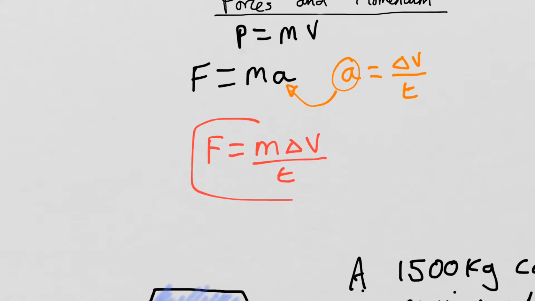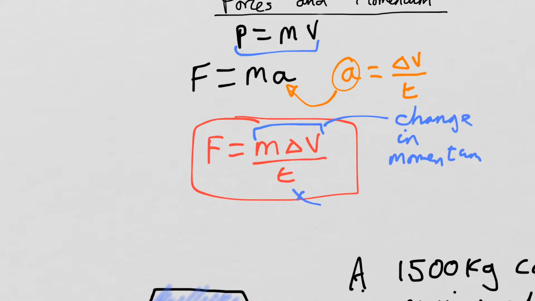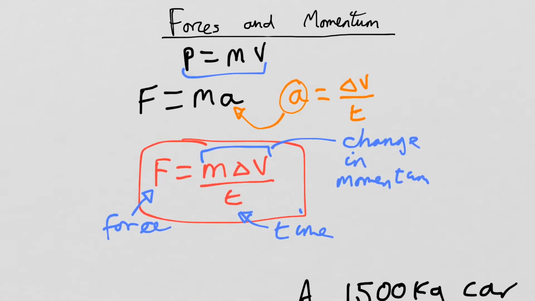Now, you need to remember this equation. So what does this bit at the top look like, firstly? M times delta V. What does M times delta V look like? So this here and this here look very similar, don't they? mv is momentum. M delta V is change in momentum. And then T on the bottom is time. And then we've got force here as well. Okay, so force is equal to change in momentum over time.